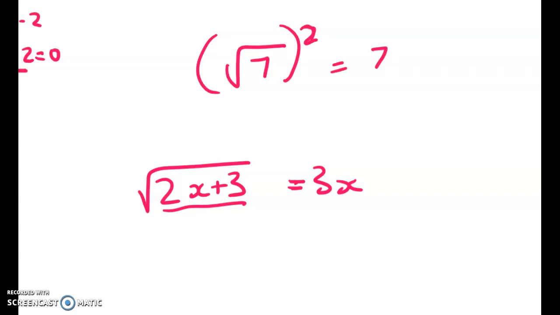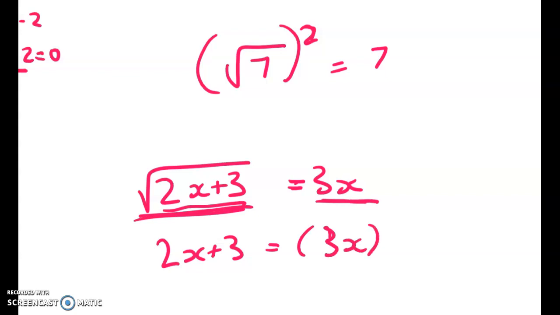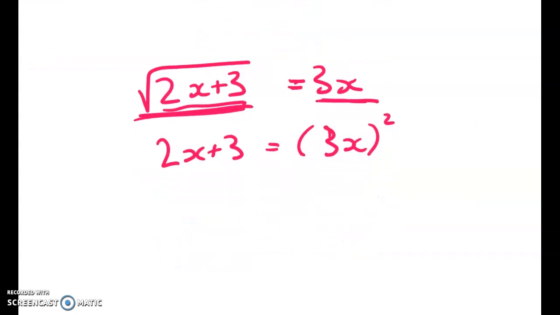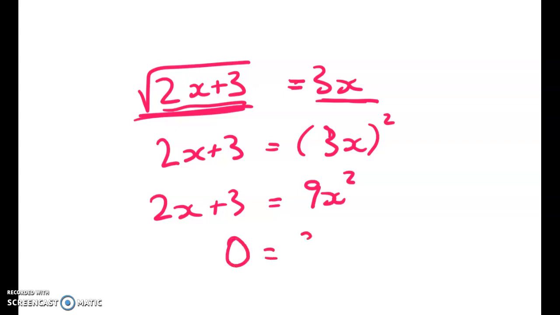When we square this, we get 2x plus 3, and we have to do the same thing to both sides of the equation. Be careful that when I square 3x, I'm squaring not just the x, but also the 3. So we get 2x plus 3 is equal to 9x squared. And suddenly we're back looking at what's kind of a level 1 quadratic. We're going to make everything equal 0 and solve. We get 9x squared minus 2x minus 3.